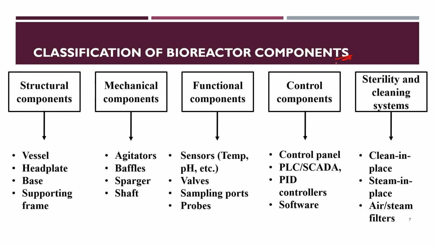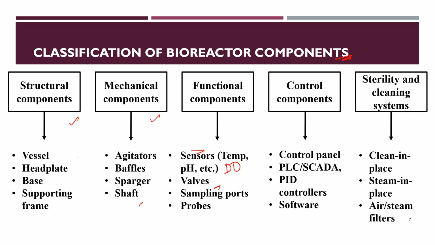Now, if you see any bioreactor, it is going to have different components, and we can classify these components. Based on structure, it includes the vessel, head plate, base and supporting frame. There will be mechanical components like agitator, baffle, sparger and shaft. There will be functional components like sensors. You can have a temperature sensor, pH sensor, dissolved oxygen sensor.